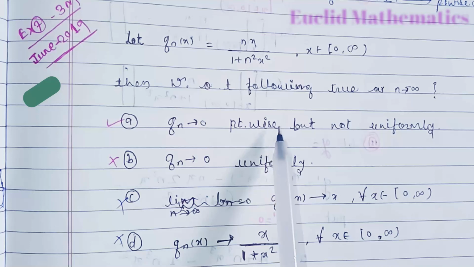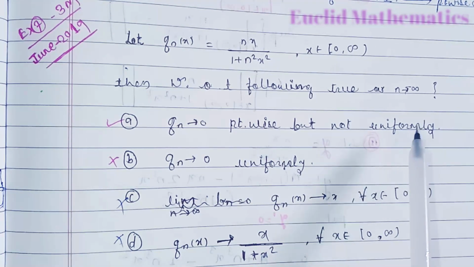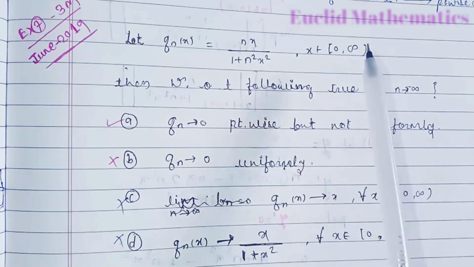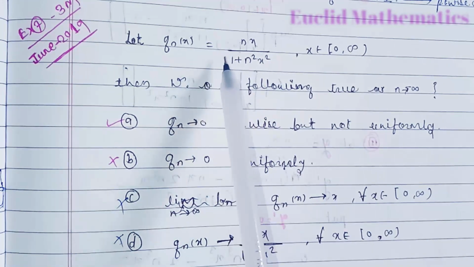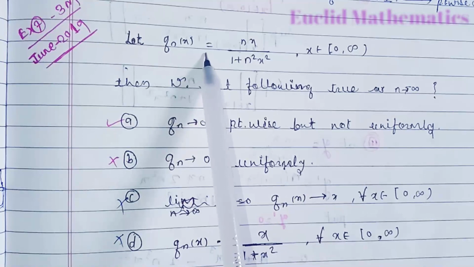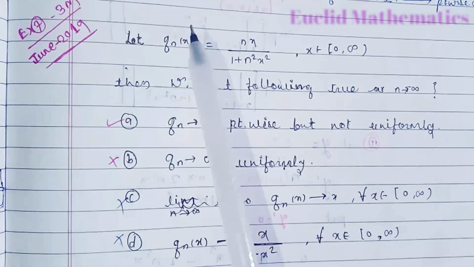So we need to know what is meant by pointwise and what is meant by uniformly convergent. We have already learned uniform convergence using the Yemen test. Pointwise convergent means we substitute the limit, 0 and infinity, into g_n of x.